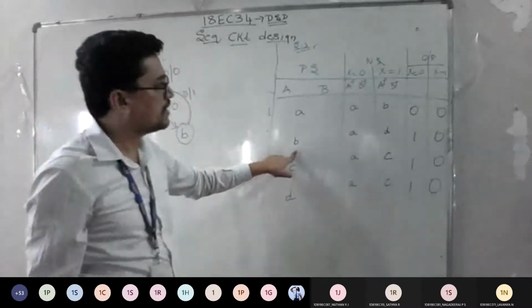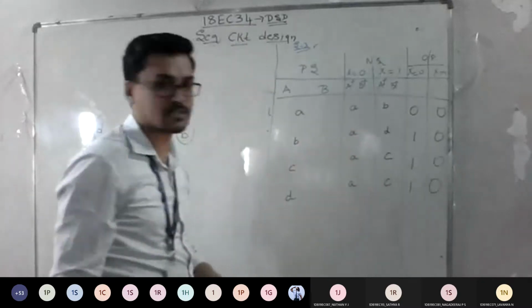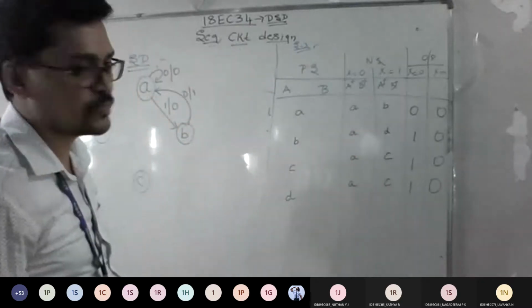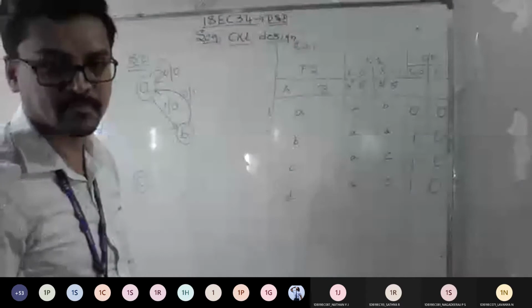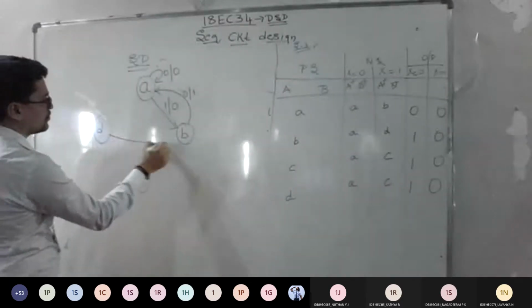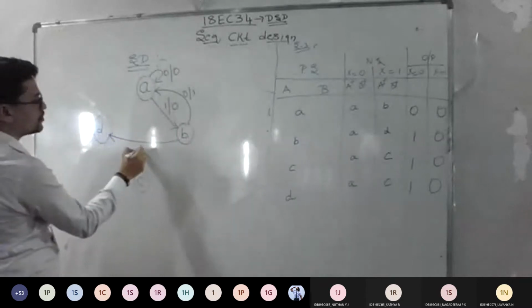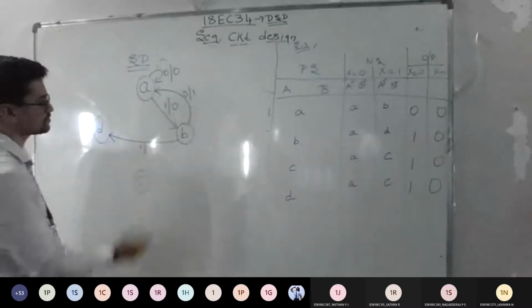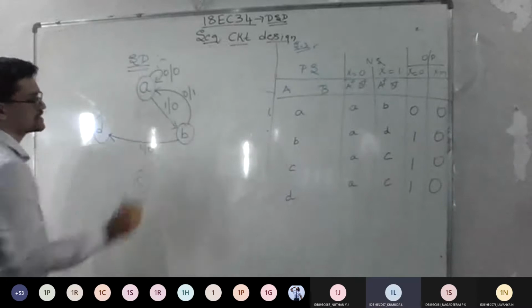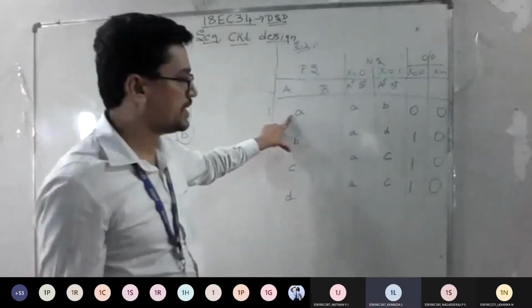So now B for x equal to 0, it went to A, good. Now for B with x equals 1, it goes to which state now? D. So I wrote D here. So I can connect one connection from B to D, indicating the arrow mark. So for input 1, what's the output here? 0. So we are finished plotting A and B.